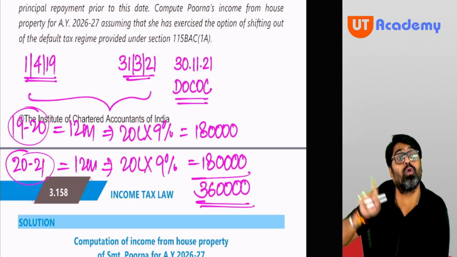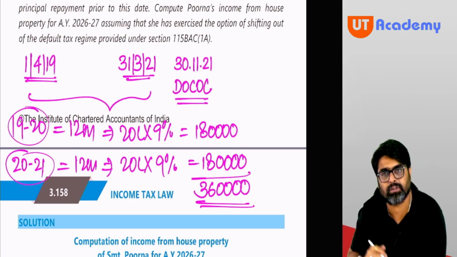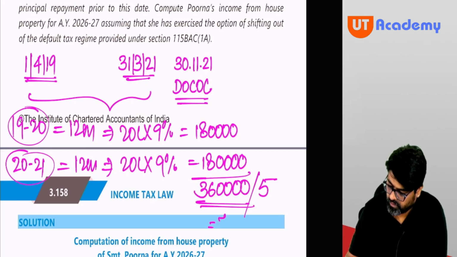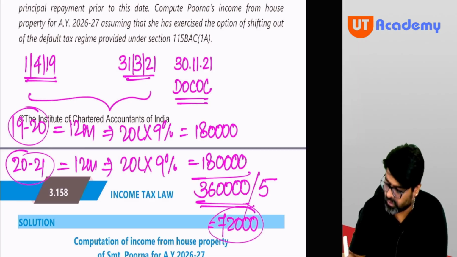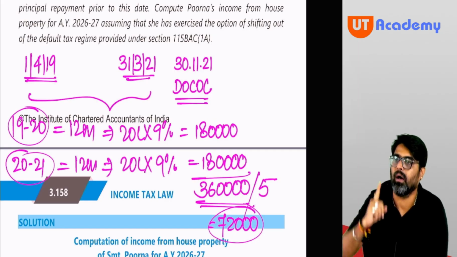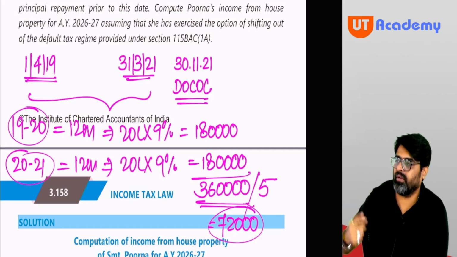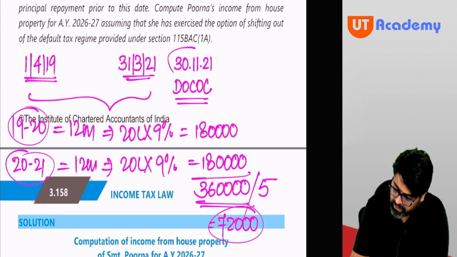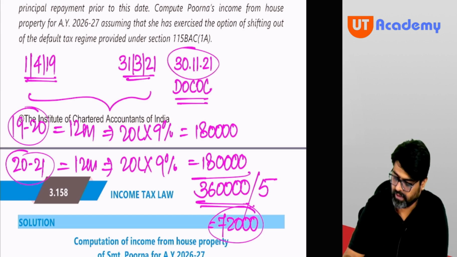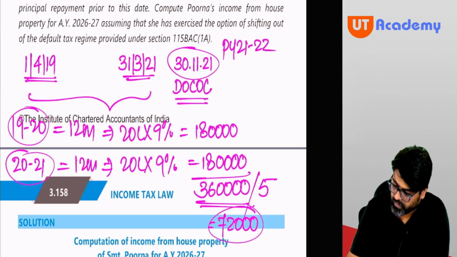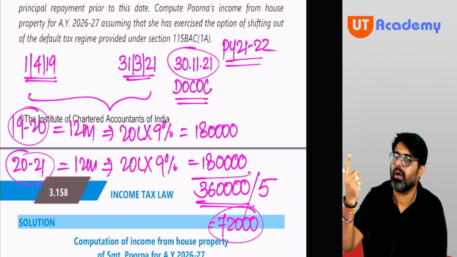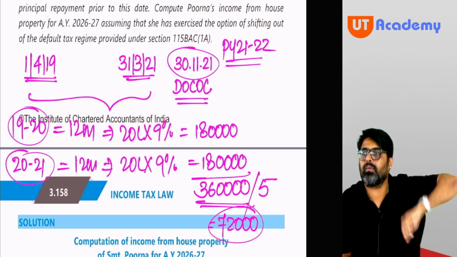But will it be allowed fully or in 5 equal annual installments? So divided by 5. 72,000. Now this 72,000 will be first allowed for the first time. With effect from which previous year? The previous year in which the construction is completed. So when was the construction completed? 30th November 21. Can I say previous year 21-22? Construction was completed. So 72,000 first time I would have claimed in 21-22.